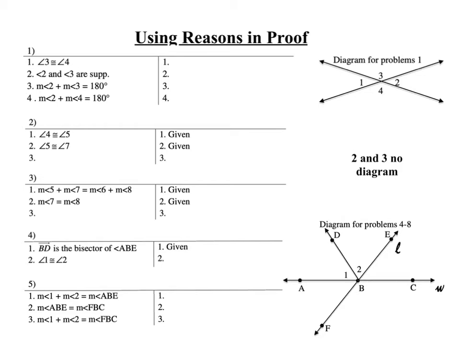Angle 3 is congruent to angle 4. So you've got to recognize that those are vertical angles, and the reason that vertical angles are congruent is the vertical angle theorem. Notice I'm abbreviating, using the symbol for angle and shortening theorem. Angle 2 and 3 are supplementary. Well, 2 and 3 make a straight line. They're a linear pair. That's the linear pair theorem.